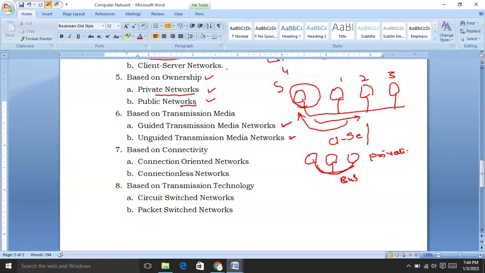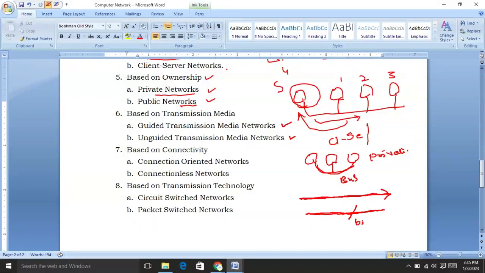Depending upon the media, we divide the networks into guided transmission media and unguided transmission media. What do you mean by guided transmission media? Suppose the channel or bus has a certain capacity and transmits the data at a particular speed and in a particular direction. But in unguided transmission, we are unable to assess the capacity of the channel as well as the speed at which we are going to transmit.